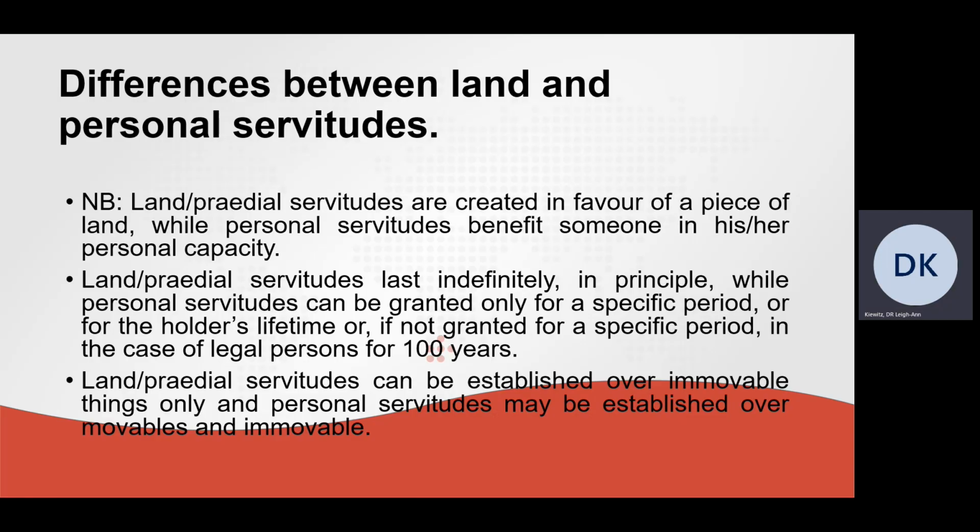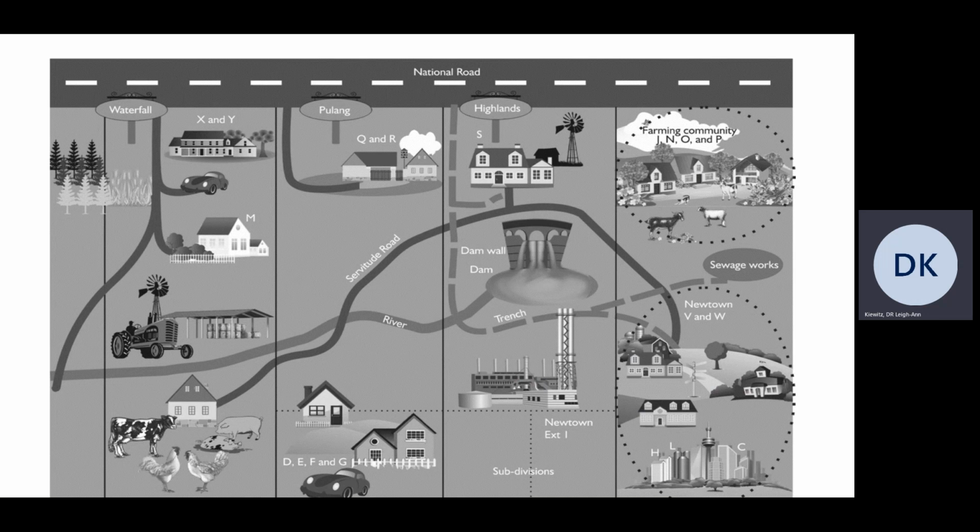Another way in which predial servitudes and personal servitudes differ from one another is that predial servitudes last indefinitely. In other words, should S sell his farm to a new owner, that owner will also be entitled to a servitude of right of way over Pulang in order to access X and Y's farm.